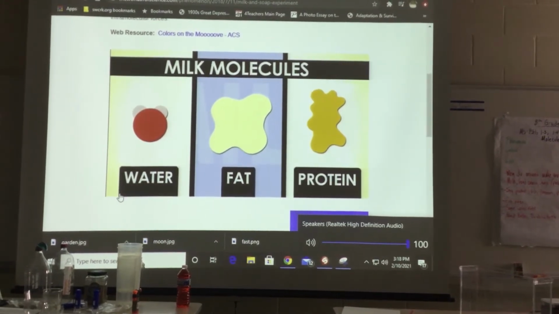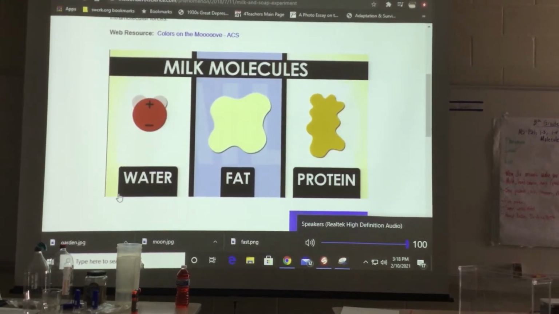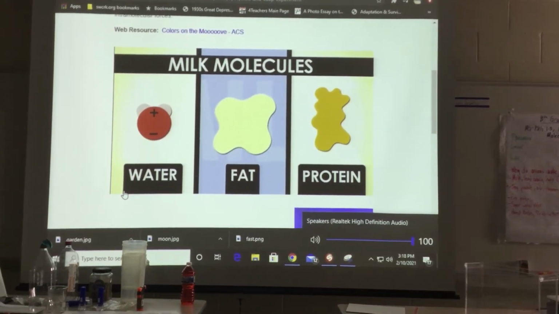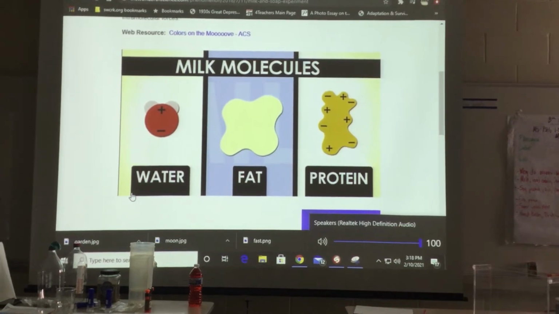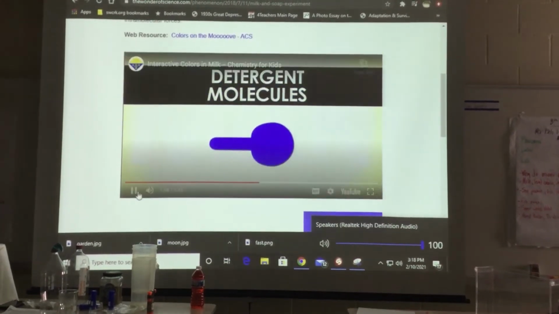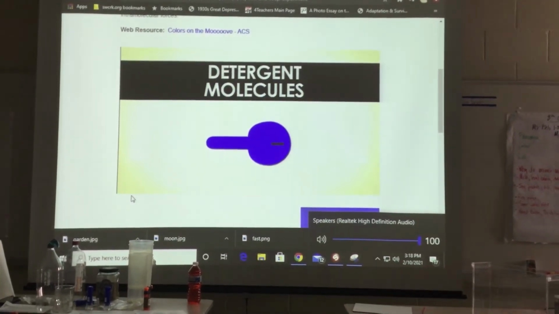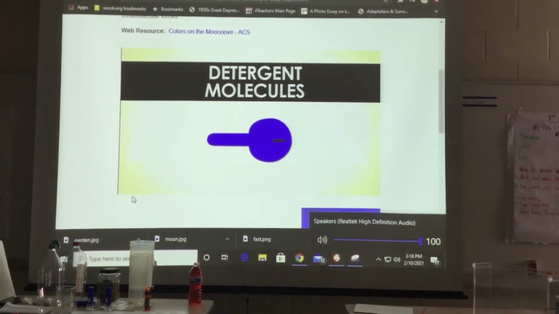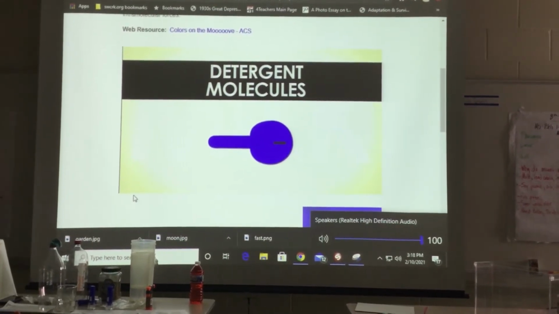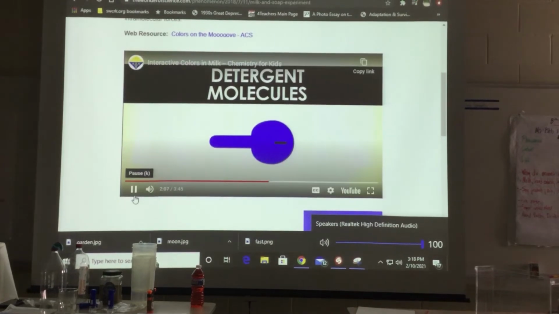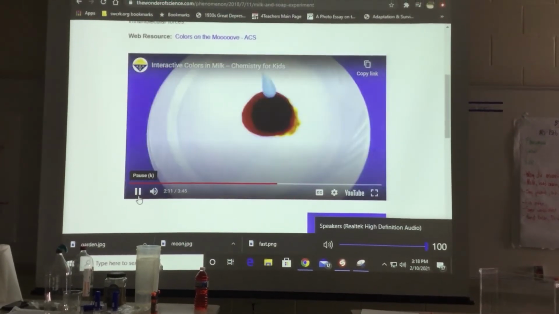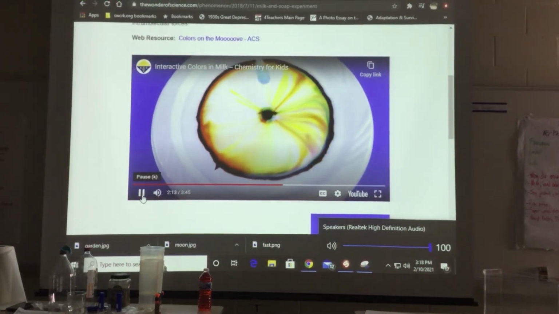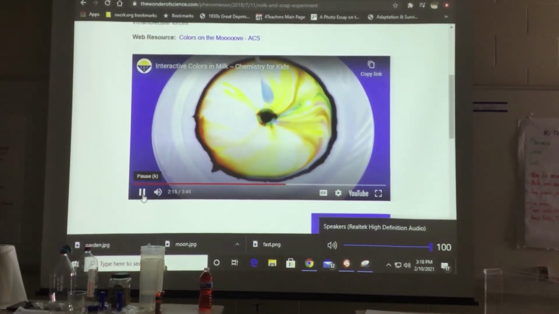The water has positive and negative charges on it, and the fat has no charges, and the protein is very complicated and has positive and negative in different places. Detergent molecules have a negative charge at one end and no charge at the other. So when you put detergent on the surface of the milk, the negative end of the detergent molecule attracts the positive end of the water molecule, and the detergent zooms over the surface of the milk and pushes the food coloring to the edge of the plate.